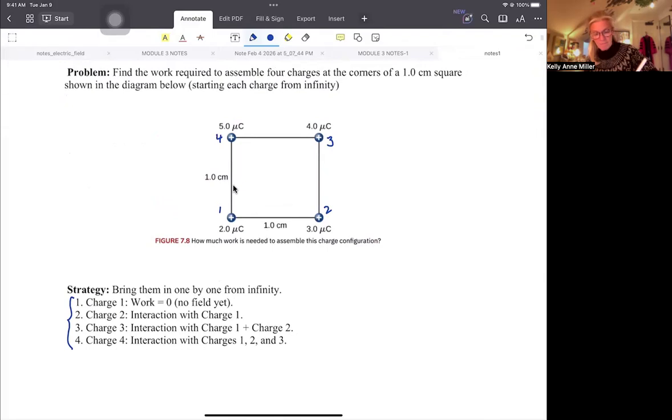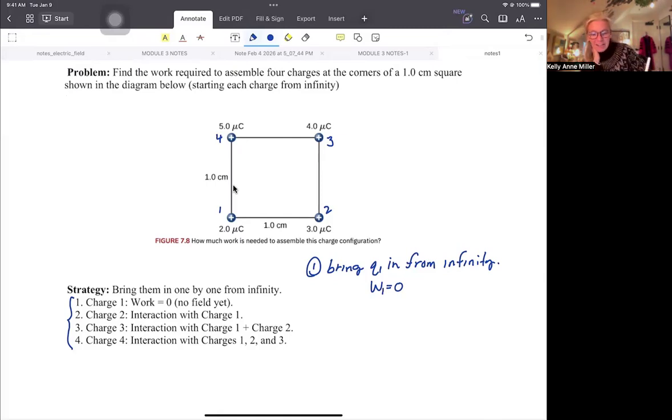Step 1 is I'm going to bring charge Q1 in from infinity and place it in some space, which I'll call the origin. The work to do that, because there are no charges in the space, is just 0, because there's nothing repelling it and nothing attracting it.